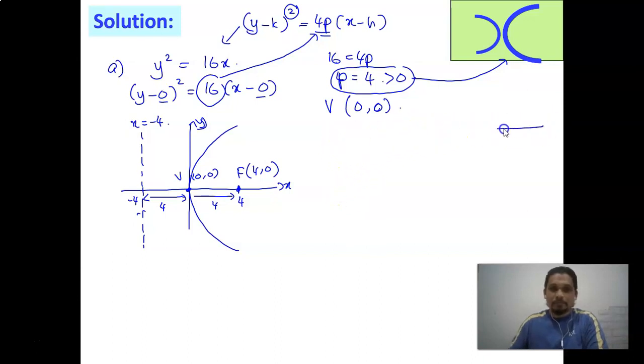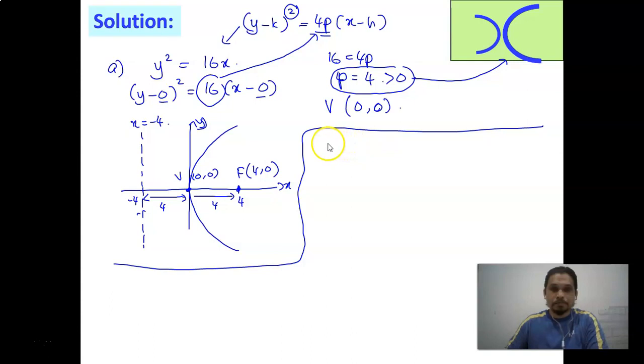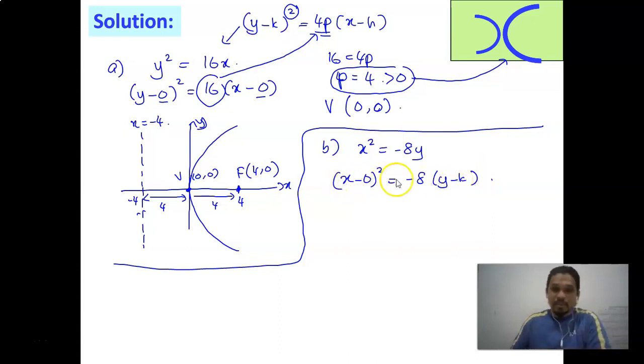Now for example 2, b: x squared equal to -8y. We compare with this equation, x minus 0 squared equal to -8 times y minus k. So from this equation, h and k of the vertex is 0 and 0. -8 equal to 4p, then p equal to negative 8 divided by 4 equal to negative 2, which is less than 0.